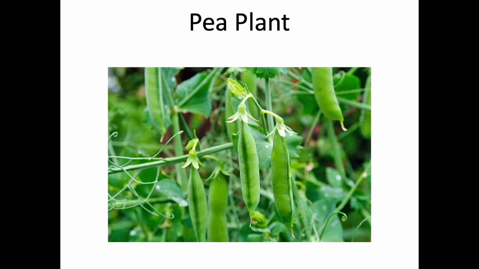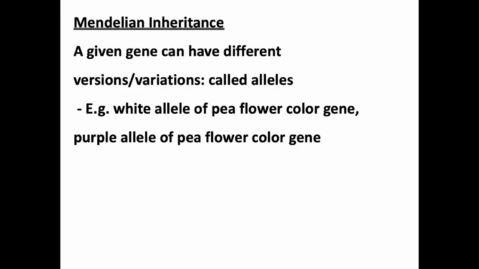So the first principle here is the idea that there are different versions of genes that can exist. Any given gene can have different versions or different variations. These things are called alleles. Very important term. It's not in the key terms because an allele is just a different version or variation of a given gene. A fantastic example of this, again using pea plants, is the white allele for pea flower color and the purple allele of the pea flower color gene.